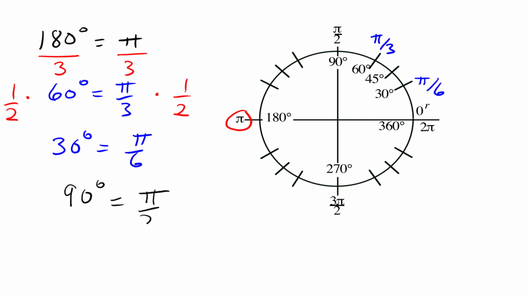Let's now take the fact that 90 degrees is the same as pi over 2 and multiply each side by 1/2. That'll give us 45 degrees equals pi over 4 radians, or just pi over 4. So now we have a radian measure for all of the angle measures in quadrant 1.